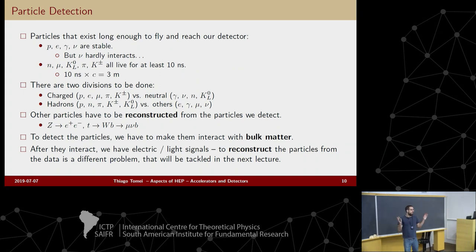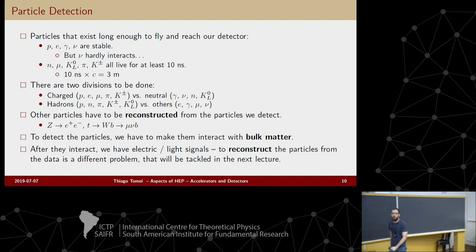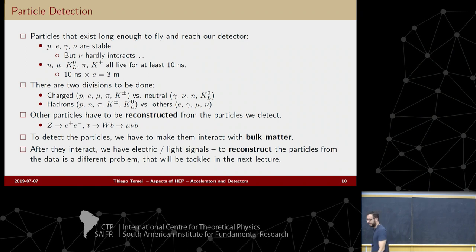Okay, so fine, we have accelerators. We have high energy particles flying through each other. As we saw in the last lecture, they collide, and hopefully a bunch of particles will come out from that collision. How do we detect them?